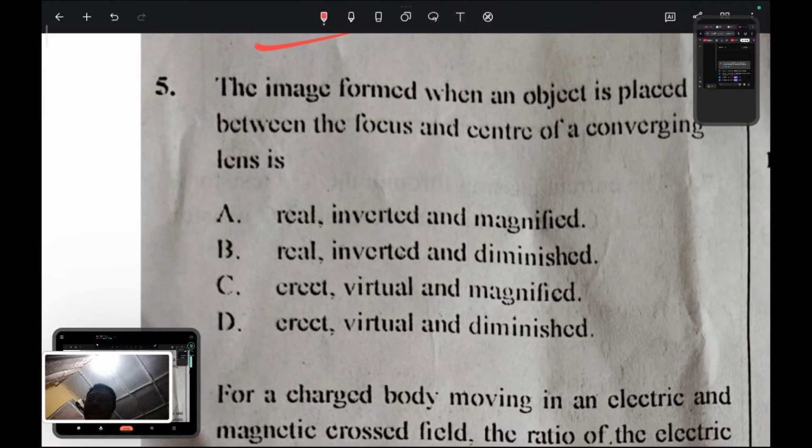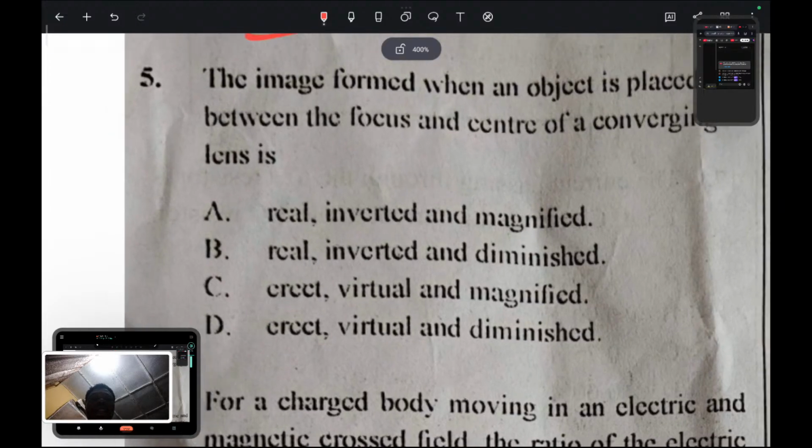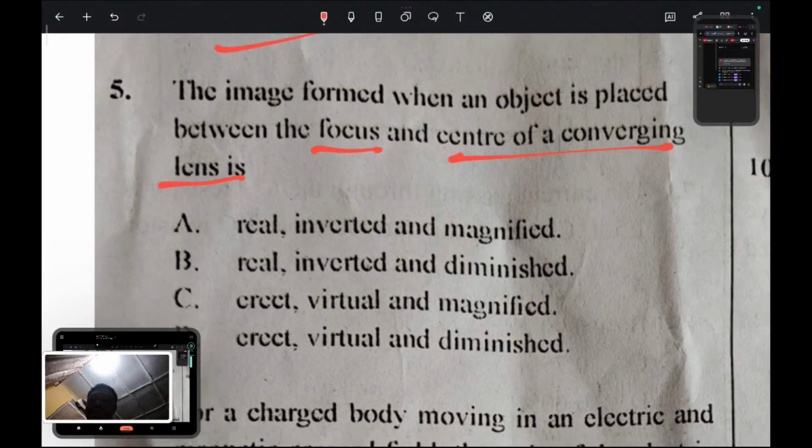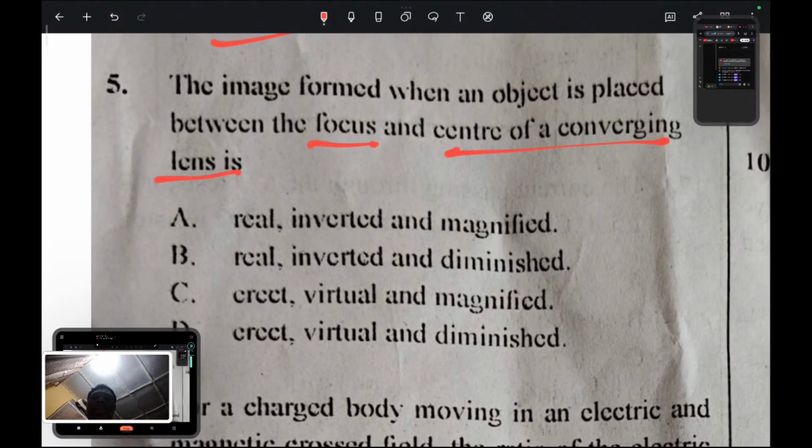Question 5. Can you see question 5? The image formed when an object is placed between the focus and the center of a converging lens is. Now you must know the principle of your lenses. We have the converging lens, the diverging lens, the converging mirror, the diverging mirror. You should know the difference between mirrors and lenses, and between converging and diverging. Please take note of this.